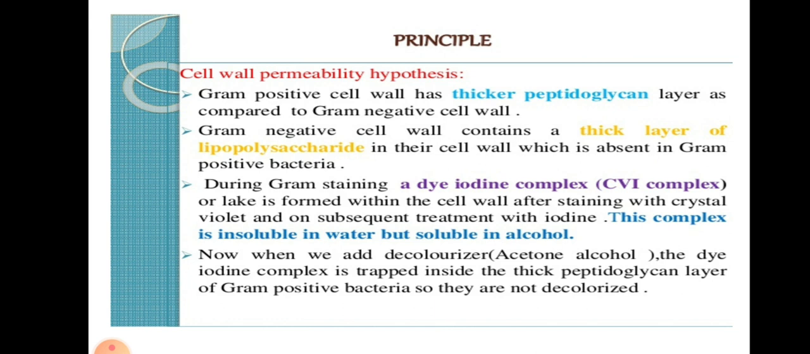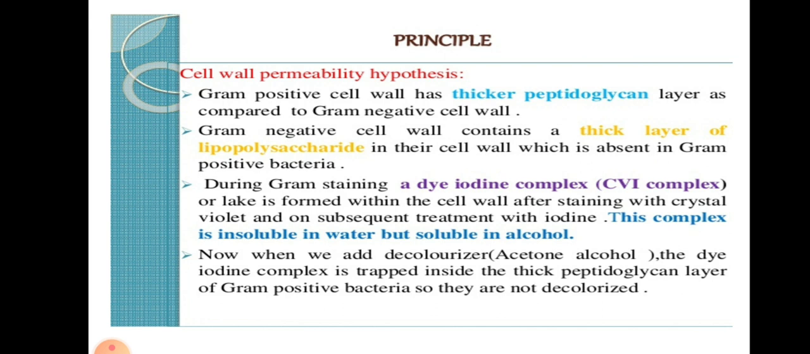During gram staining, a crystal violet iodine complex is formed within the cell wall after staining with crystal violet and on subsequent treatment with iodine. This complex is insoluble in water but soluble in alcohol.